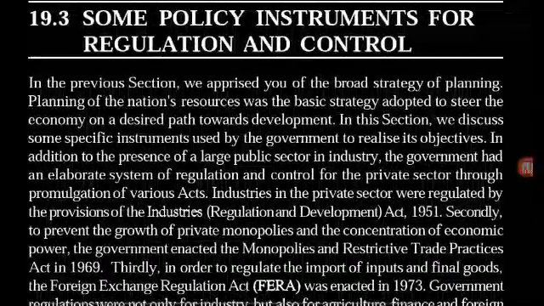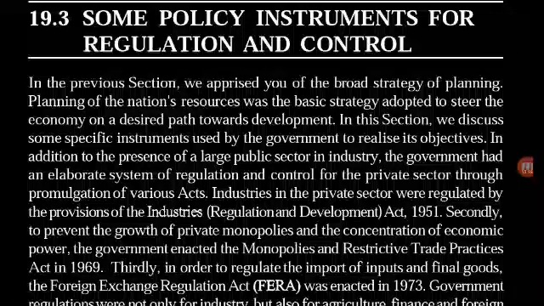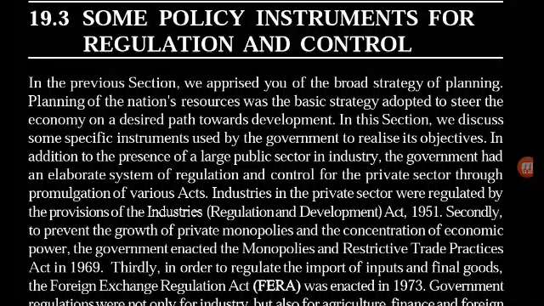19.3 Some policy instruments for regulation and control. In the previous section, we apprised you of the broad strategy of planning. Planning of the nation's resources was the basic strategy adopted to steer the economy on a desired path towards development. In this section, we discuss some specific instruments used by government to realize its objectives. In addition to the presence of a large public sector in industry, the government had an elaborate system of regulation and control for the private sector through promulgation of various acts.